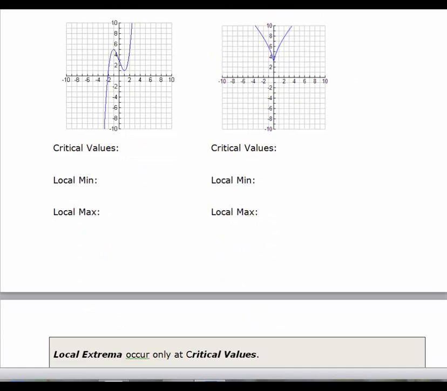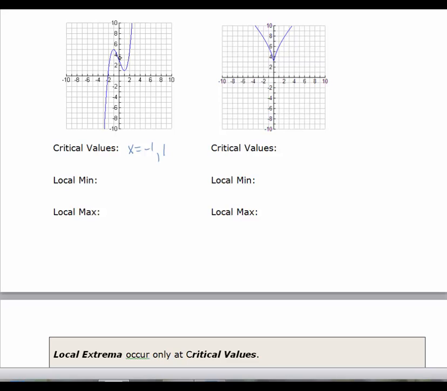Let's look at the third scenario here. And again, this function looks like some type of cubic function. I'm not sure, I don't have all of the information. But from what I can see in front of me, I would have a horizontal tangent right here and right here. So our critical values are x equals -1 and x equals +1.